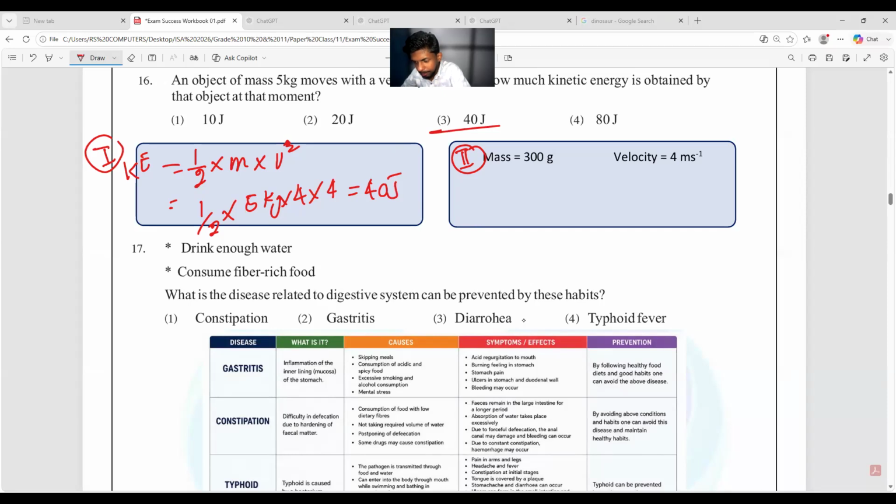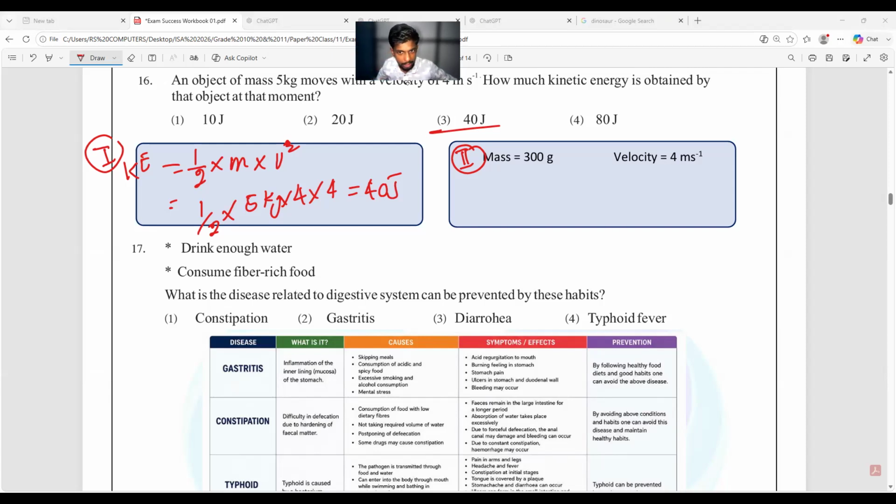Just calculate the answer. Okay, here we want to be very careful, right? Very good, Amna. Because they have given the value in grams, right?